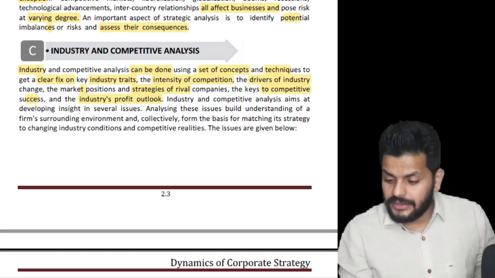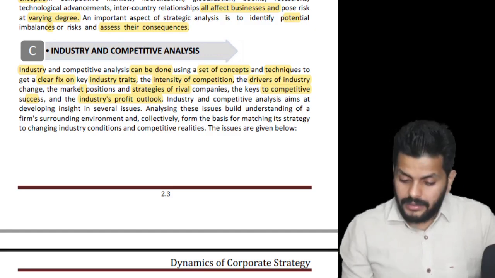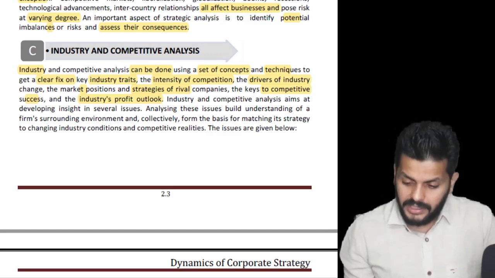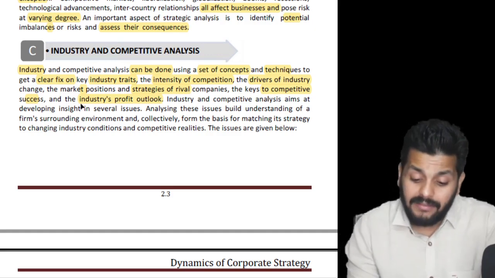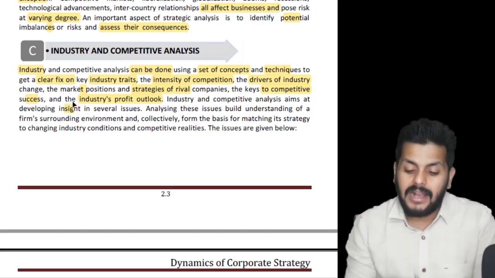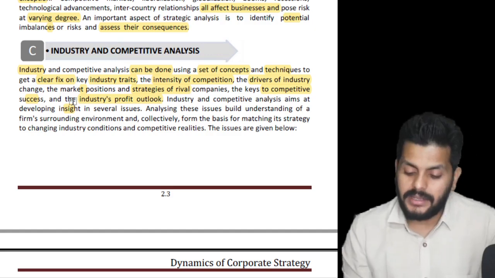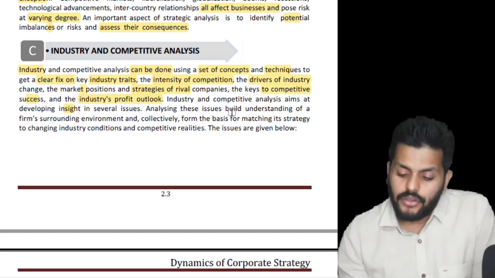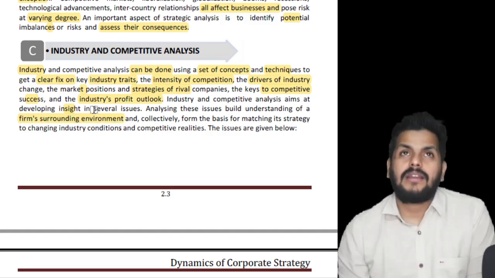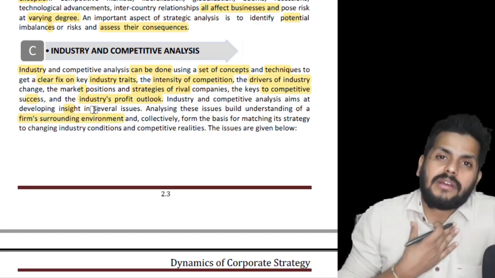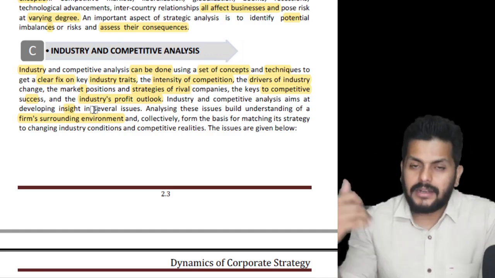Very, very interesting aspects coming in the later part of this chapter. Now, continuing from here, industry and competitive analysis aims at developing insight, meaning an idea, in several issues, not just one area. Analyzing these issues builds an understanding of the firm's surrounding environment. Sir, we haven't analyzed ourselves yet. A little later in this chapter.